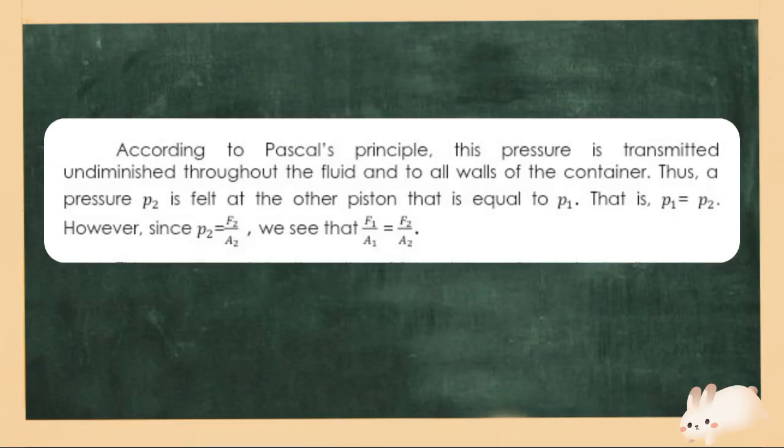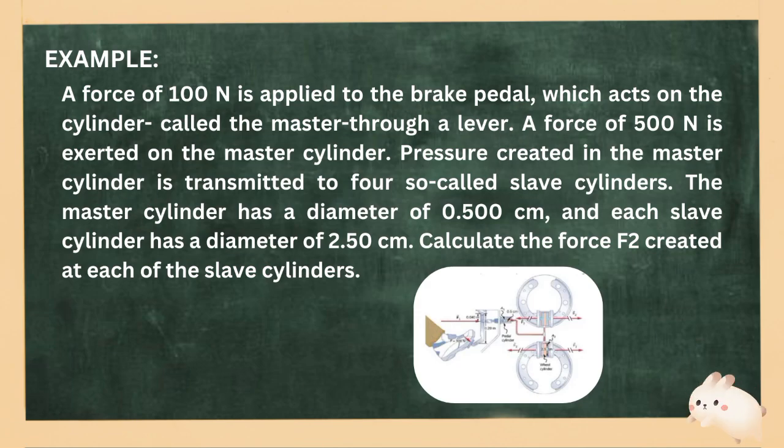Now, according to Pascal's principle, this pressure is transmitted and diminished throughout the fluid and to all walls of the container. Thus, a pressure P2 is felt at the other piston that is equal to P1. That is, P1 equals P2. However, since P2 equals F2 over A2, we see that F1 over A1 is equal to F2 over A2. It's pretty simple, right? Now let's move on to our example problems.